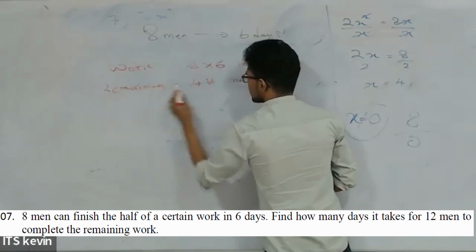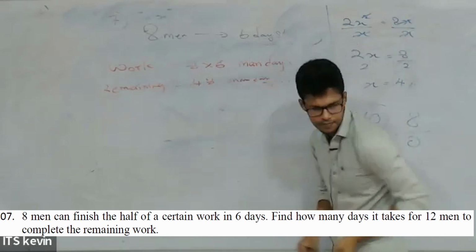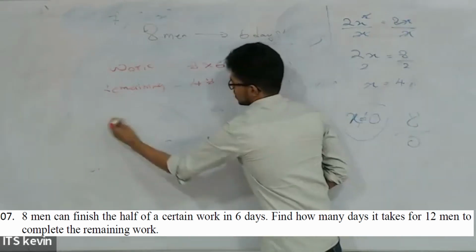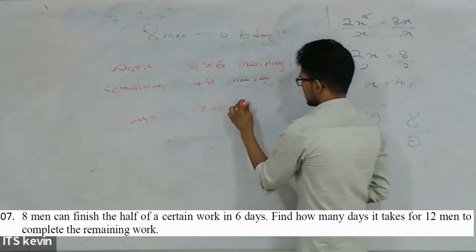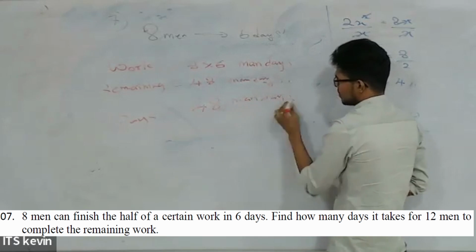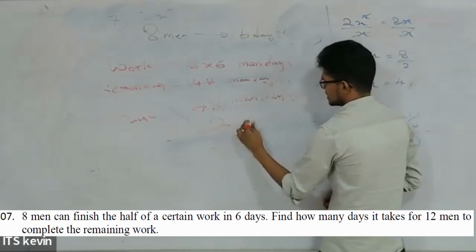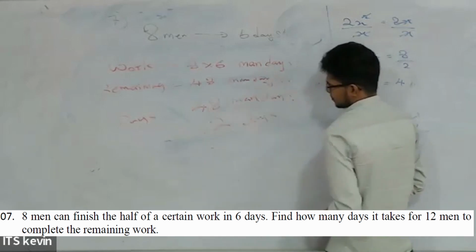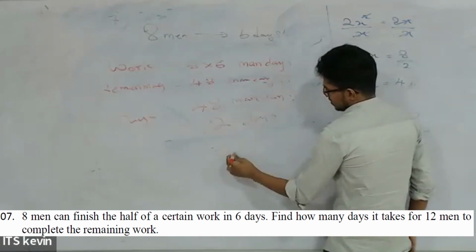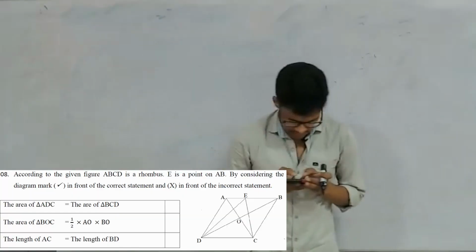So this is the remaining work, and you need to find the number of days. So days is equal to 48 man days, you need to divide by how much? 12. 12 men, right? Men to men cancel off. So what is this? It is going to be 4, right? 4 days. So you need 4 days to finish the work with 12 men. That's it.